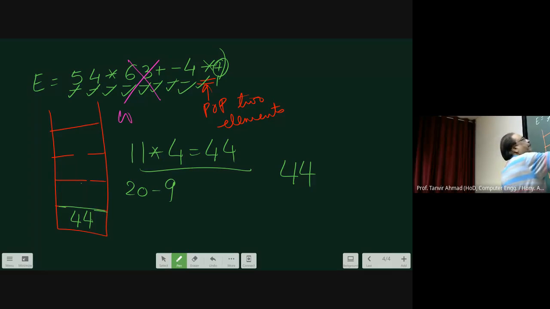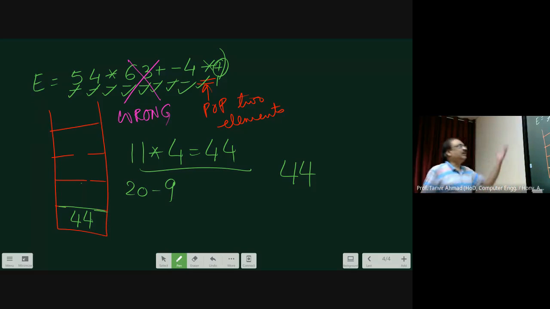Now, one thing you should know: how many operands were there? 1, 2, 3, 4, 5. And how many operators were there? 1, 2, 3, 4, 5. Obviously, the number of operators should be 1 less than the number of operands. Therefore, this is an easy one to do. But even if the number of operands and operators are correct, your expression might not be correct.